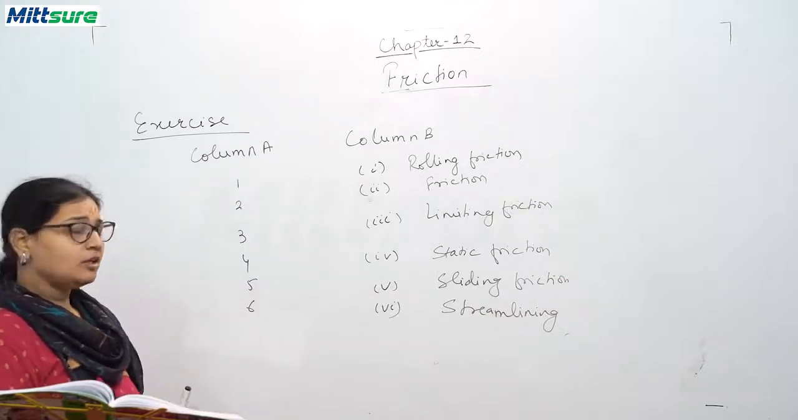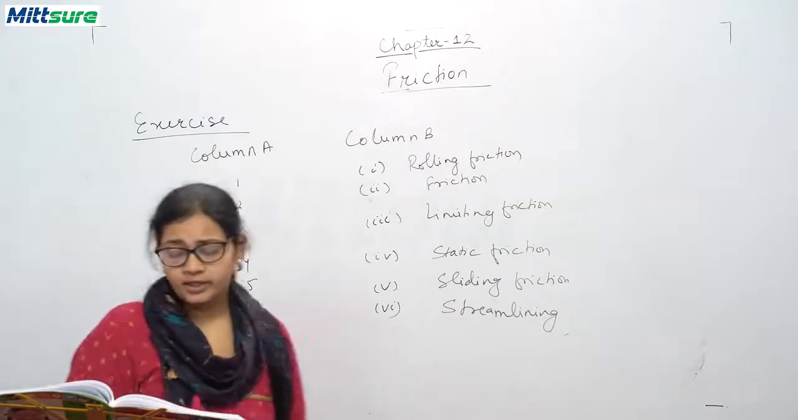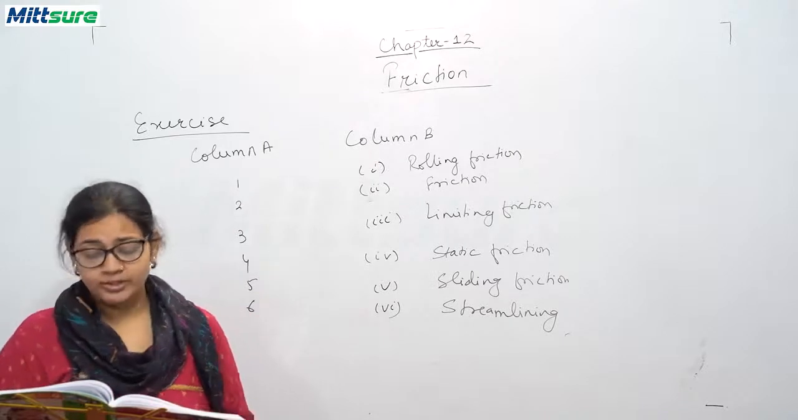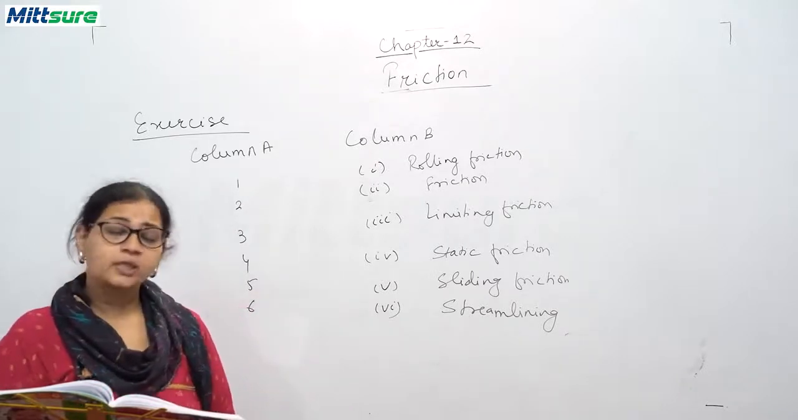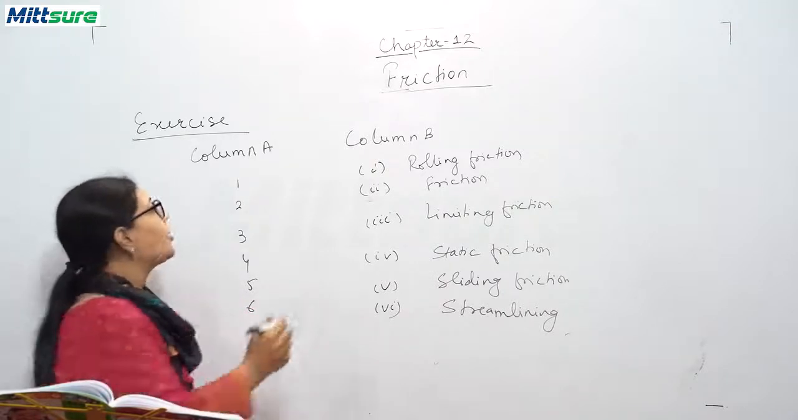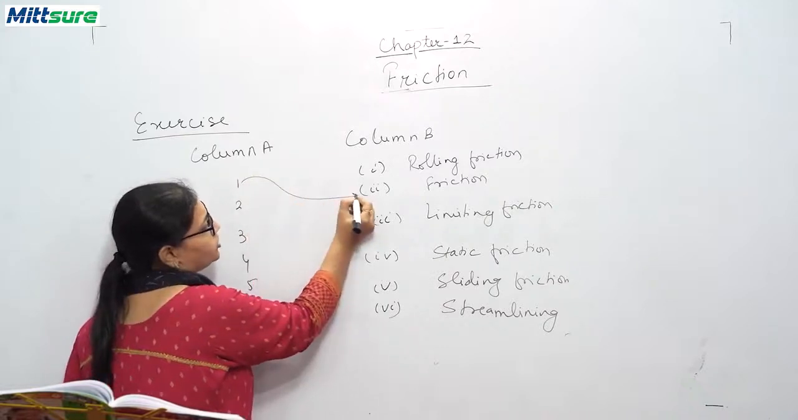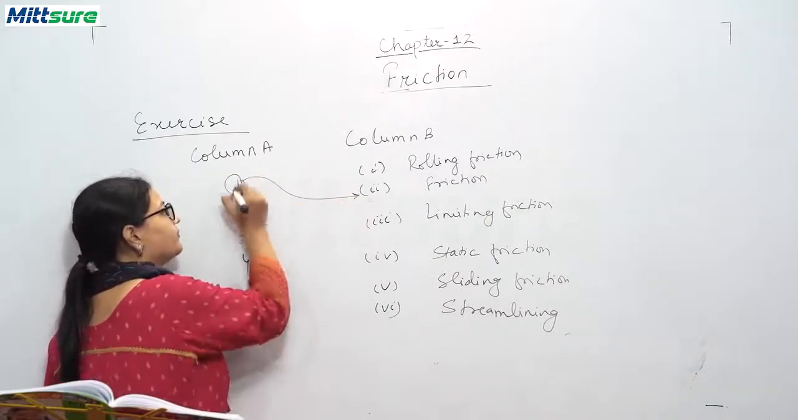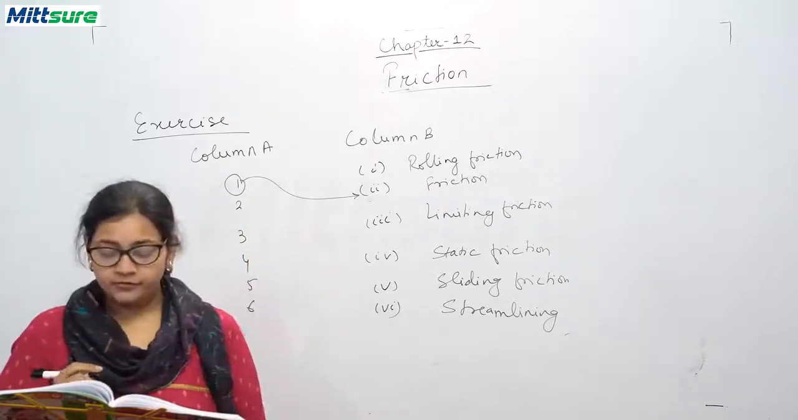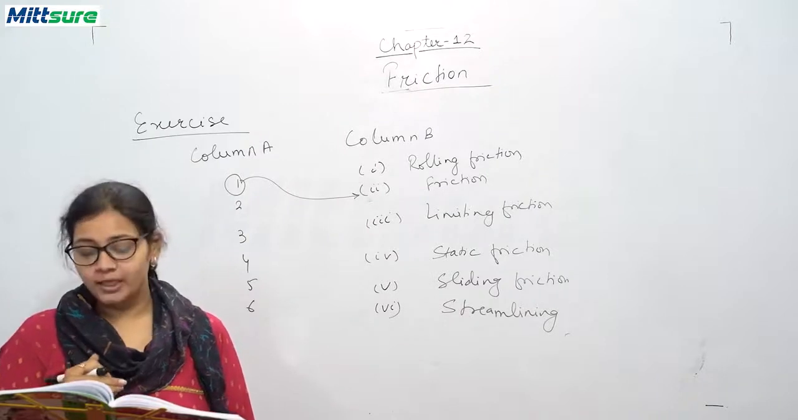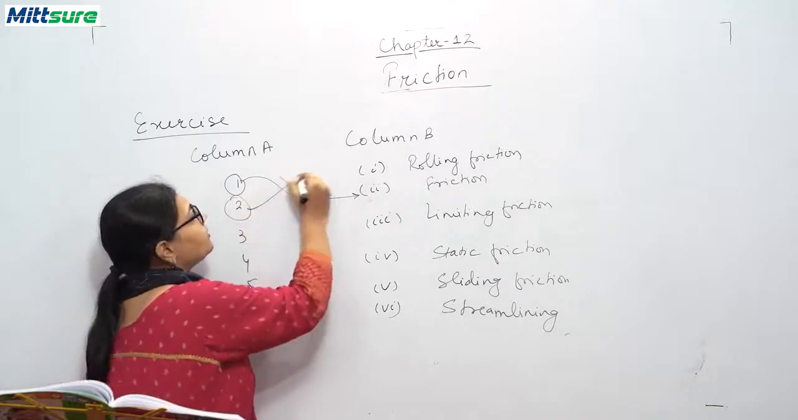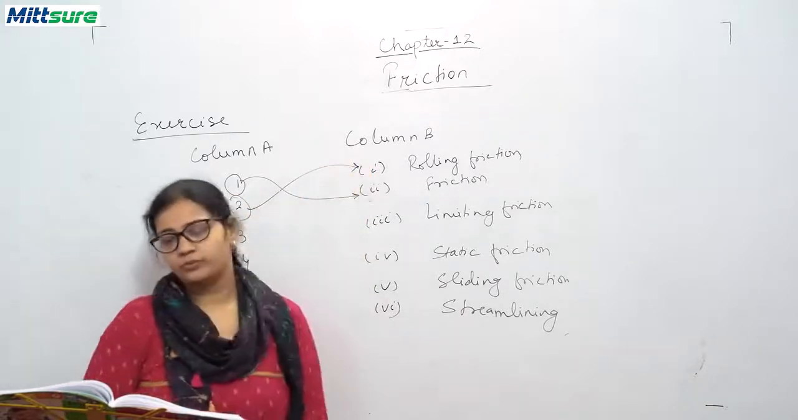Now we will match column A with column B. The first one is the opposing force called into play when two surfaces in contact with each other slide relative to one another. So the correct option for this is sliding friction. Second, the friction experienced when a body is made to move over rollers. Whenever rollers are mentioned, which friction will it be? It will be rolling friction.